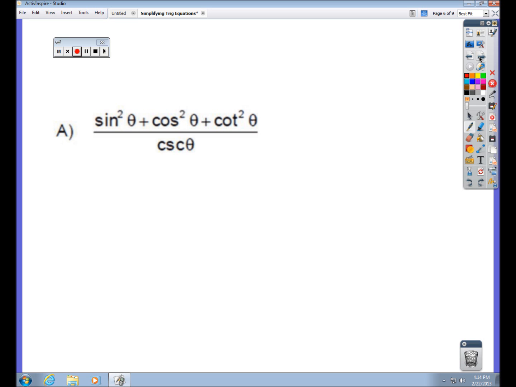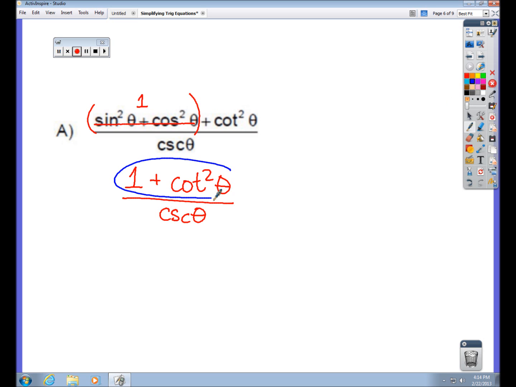But if you will look at the top part, sine squared plus cosine squared is a Pythagorean identity. And we know that sine squared plus cosine squared is equal to 1. So I'm going to take this part out and I'm going to make it equal to 1. So now I have 1 plus cotangent squared theta over cosecant of theta. Okay, and then if you look at the top, that is also part of another Pythagorean identity. 1 plus cotangent squared is the same thing as cosecant squared. So we're going to replace this. Okay, so we're going to put cosecant squared.